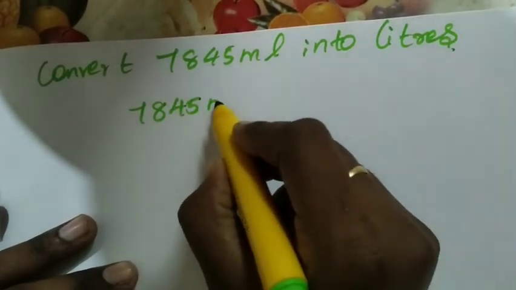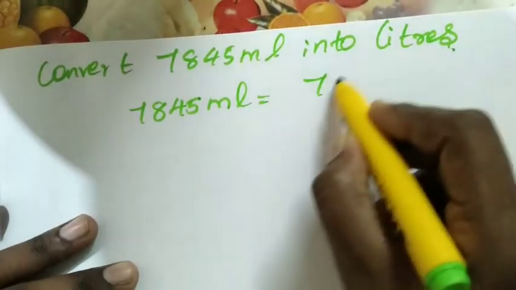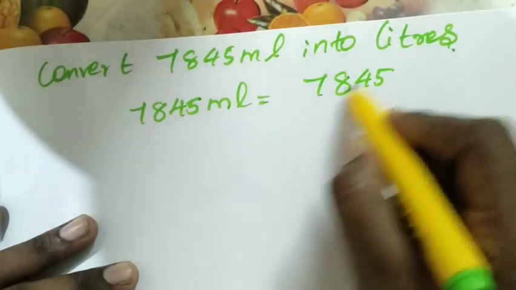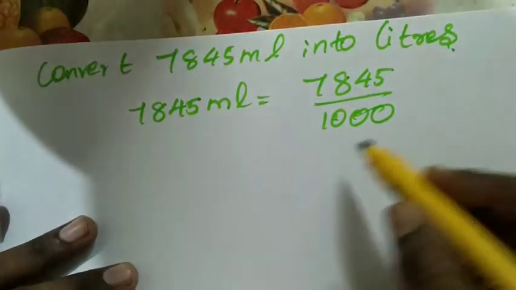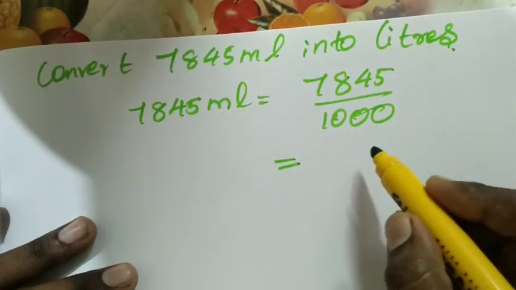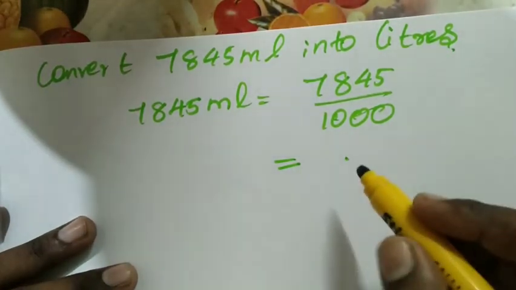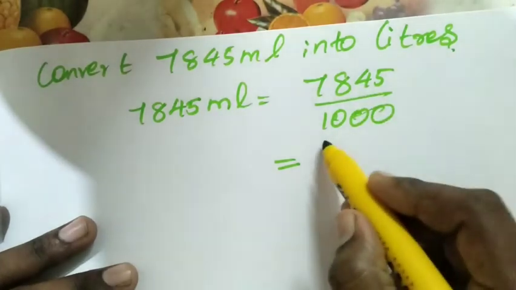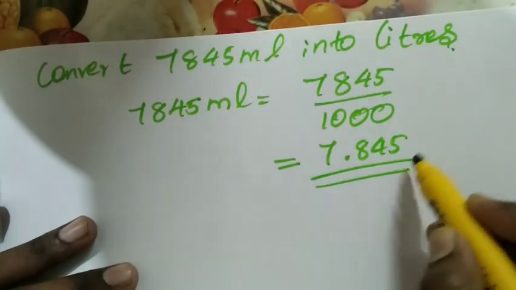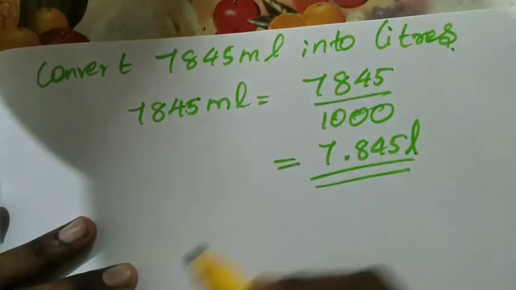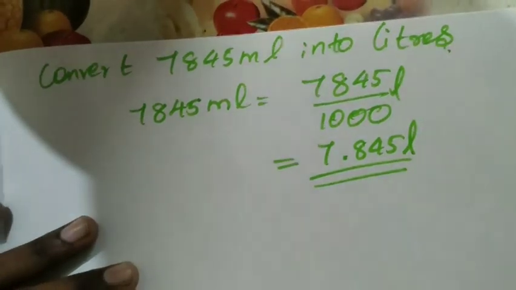So 7845 milliliter is equal to 7845 divided by 1000. As usual, we know the denominator contains 3 zeros. So after the decimal, there should be 3 numbers. So count 3 numbers, 7.845. Okay. 7.845 liter is the answer. Okay guys, are you clear?